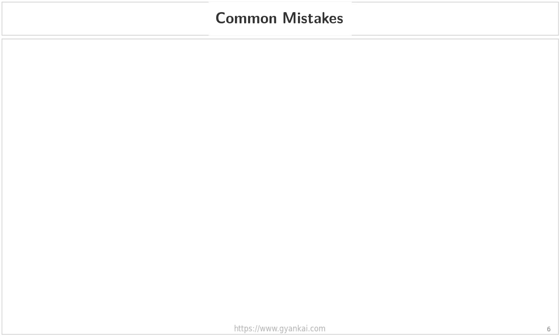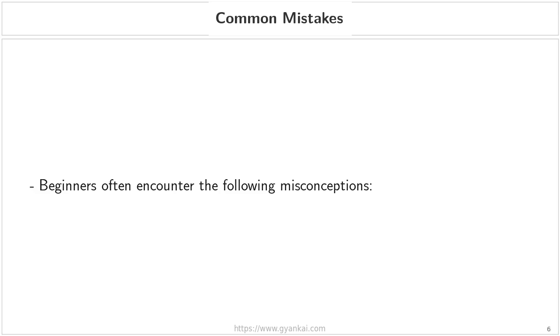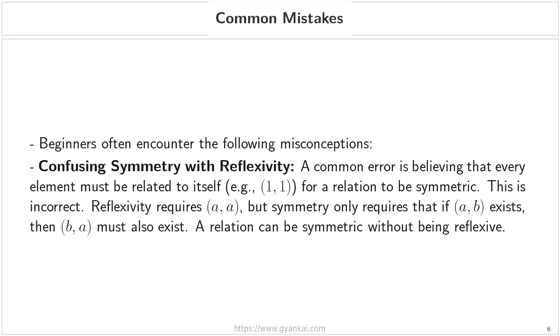Common mistakes. Now that we have seen how to verify symmetry through real-world and mathematical examples, let us address some common misconceptions that students often encounter to ensure you avoid these pitfalls in your exams. First, it is very common to confuse symmetry with reflexivity. A frequent error is believing that every element must be related to itself, for example, the pair (1, 1), for a relation to be symmetric.